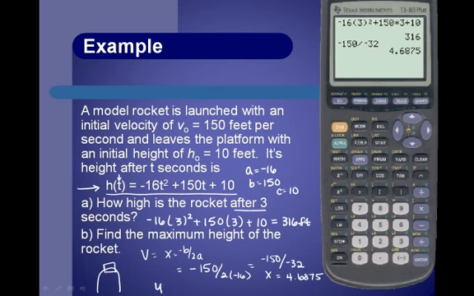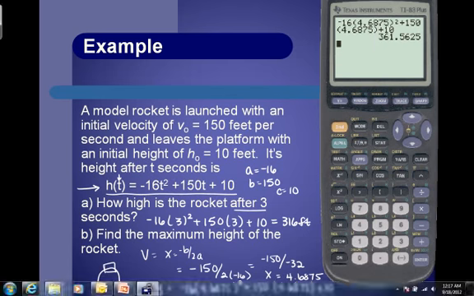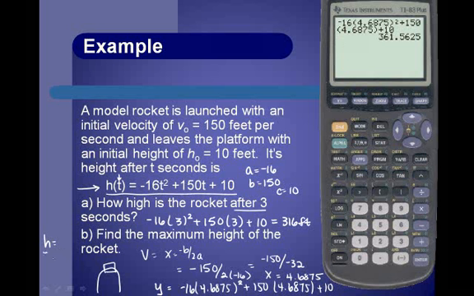So to plug our y value back in, we're going to do -16 times 4.6875 squared plus 150 times 4.6875 plus 10. So let's plug that in our calculator, which would give us a maximum height of 361.5625 feet, or about 362 feet.